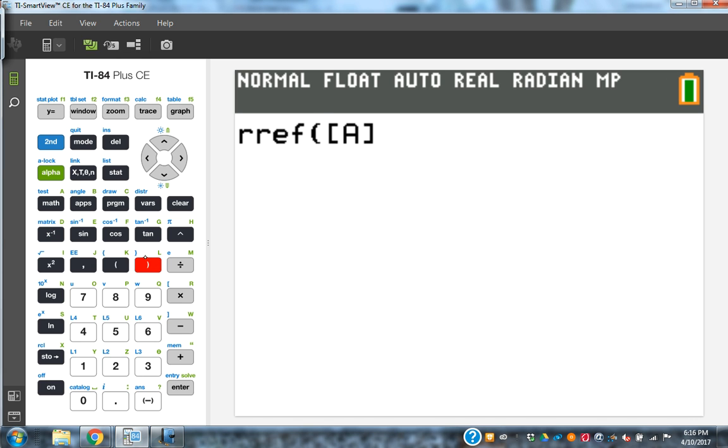And my OCD makes me click the parentheses. You don't have to. It'll do it anyway. But I always just do it just because I can't stand to not finish it. And then hit enter.